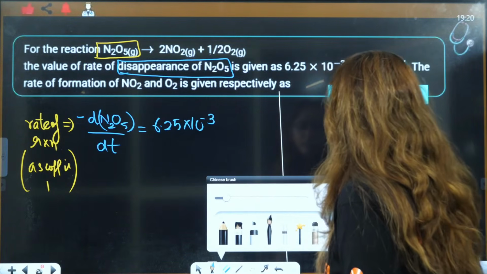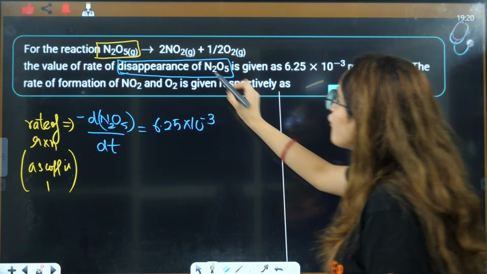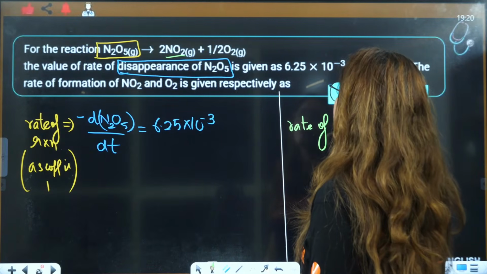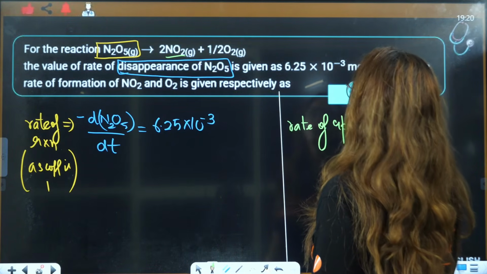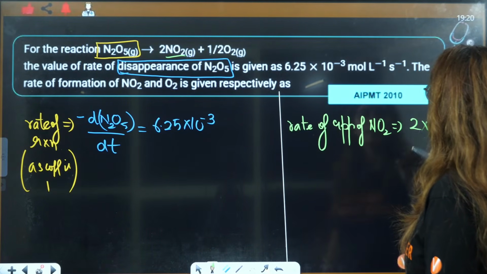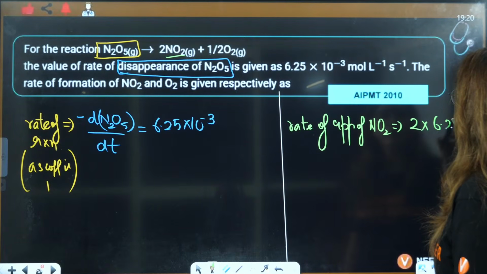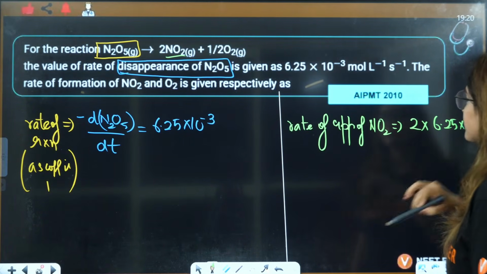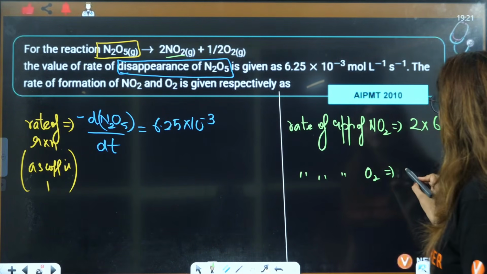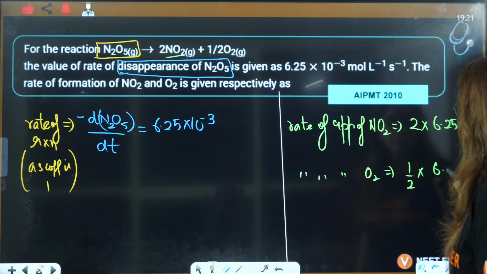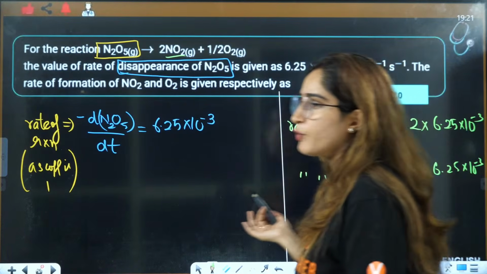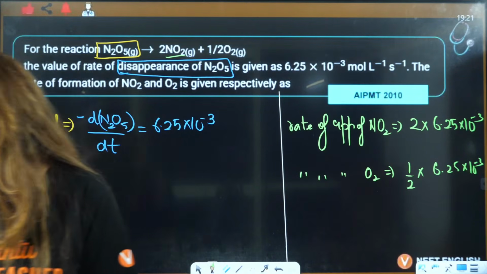Now when I know the rate of reaction, things are very easy. Now for N2O5, if I want to write the rate of appearance of NO2, that will be 2 multiplied by the rate of reaction, that is 6.25 multiplied by 10 raised to minus 3. Rate of appearance of O2 will be its coefficient multiplied by 6.25 × 10 raised to minus 3. You can directly write it. You don't need to get into that, right?